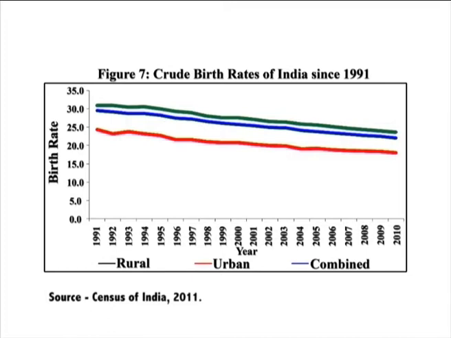The figure shows that the birth rate declined from 29.5 in 1991 to 22.1 in 2010. The birth rate of rural population had declined from 30.9 in 1991 to 23.7 in 2010, whereas the birth rate of urban population had declined from 24.3 in 1991 to 18 in 2010.